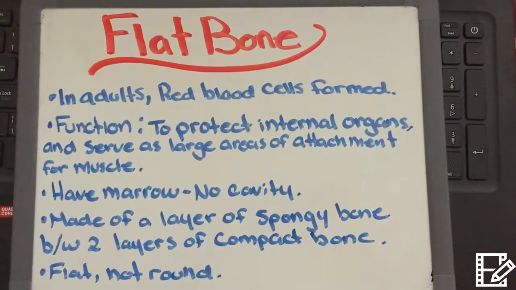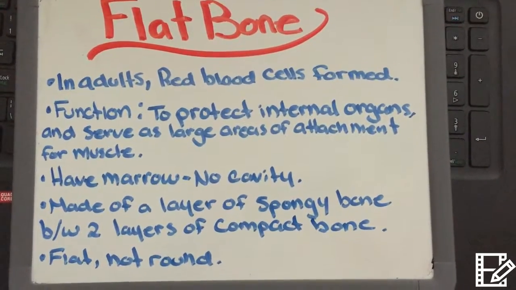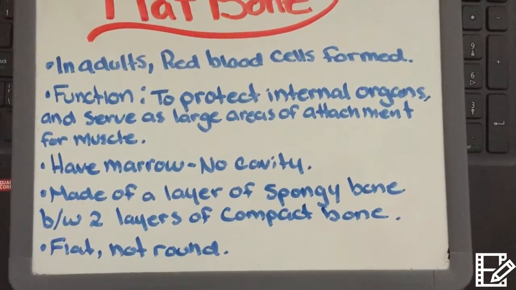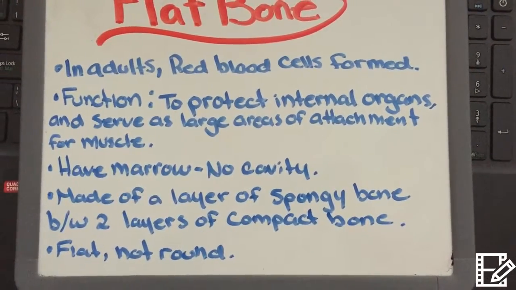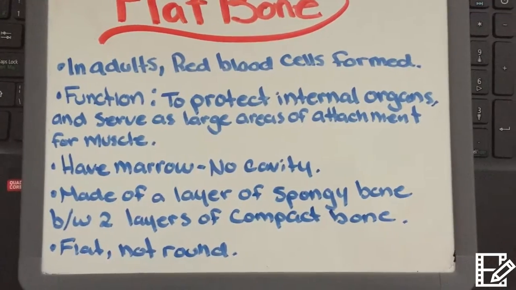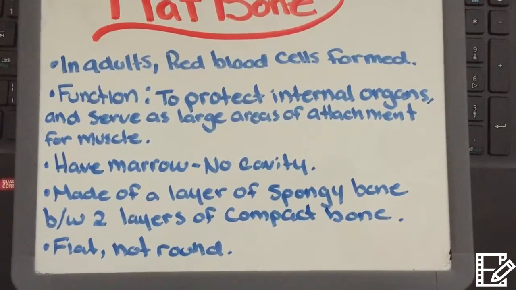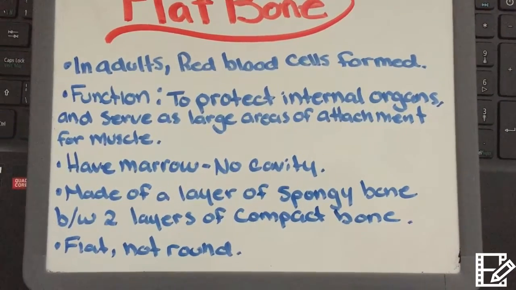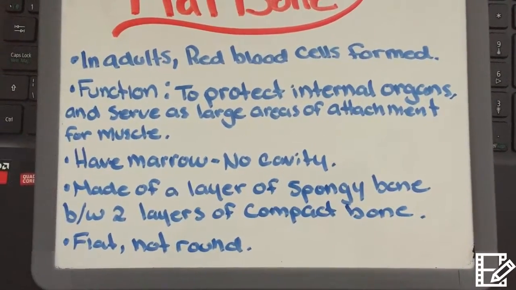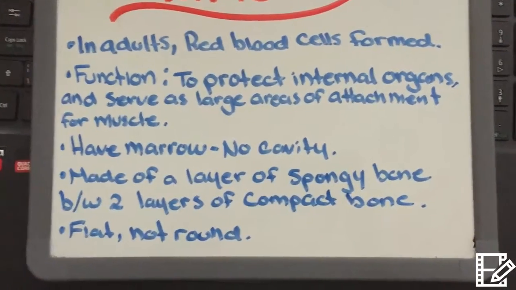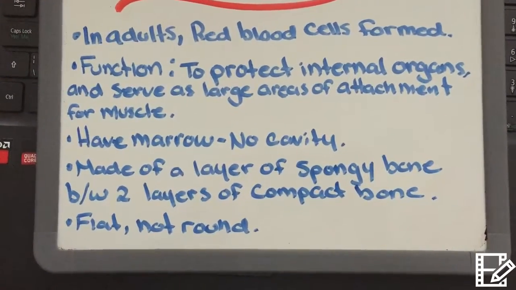So now we're moving into the flat bone, and I outlined a few important facts that I thought you should know. In an adult, most red blood cells are formed in flat bones. The function of a flat bone is to protect internal organs. So your skull, which is a flat bone, protects your brain, and the sternum, which is also a flat bone, protects your heart and lungs, for example. And also large areas of attachment for muscle.